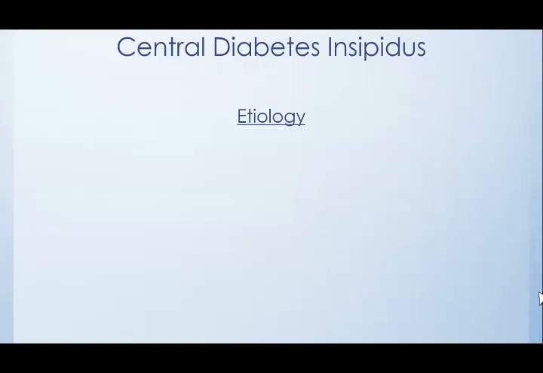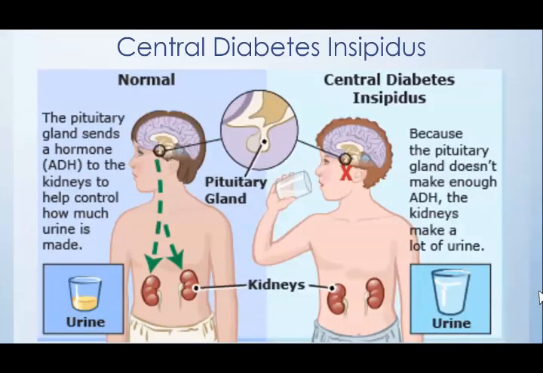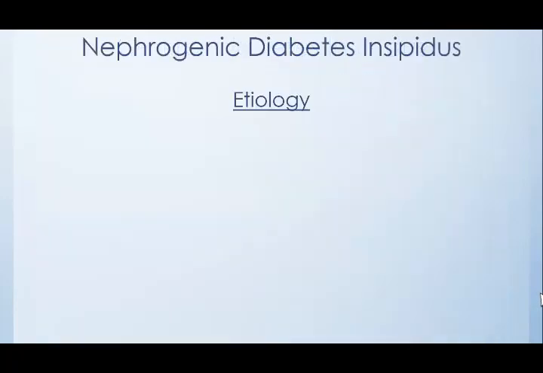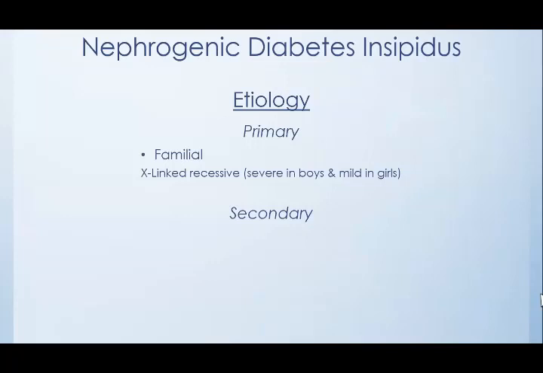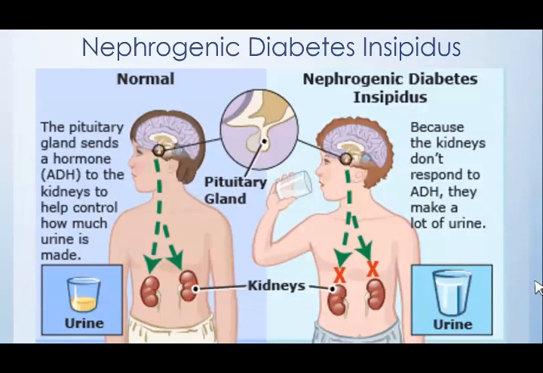Central diabetes insipidus etiology: we have tumors, infections, trauma, and leukemia. In the picture on the right side, you can see that in central diabetes insipidus the ADH is not being produced by the pituitary. Nephrogenic diabetes insipidus etiology: we have familial, chronic pyelonephritis, hypokalemia, hypercalcemia, sickle cell disease, protein deprivation. On the right side of this picture, you can see that ADH is being secreted from the pituitary but is not acting on the kidney. Kidneys fail to respond to the ADH.